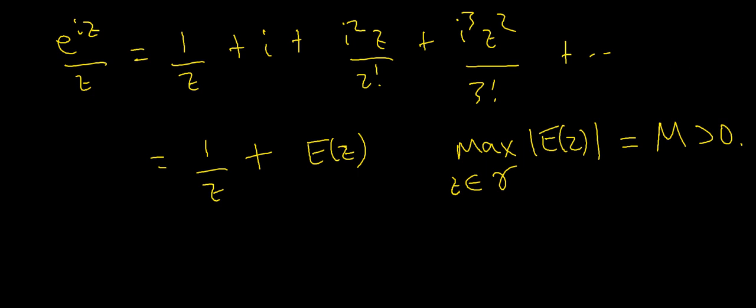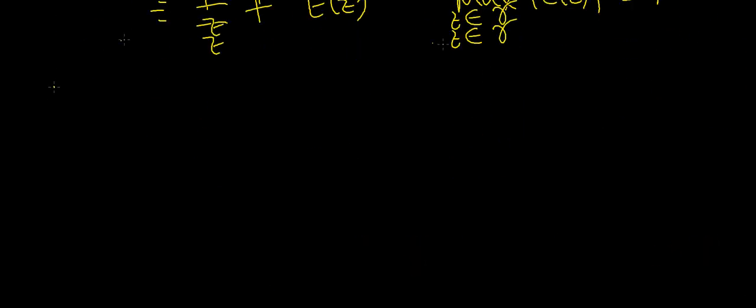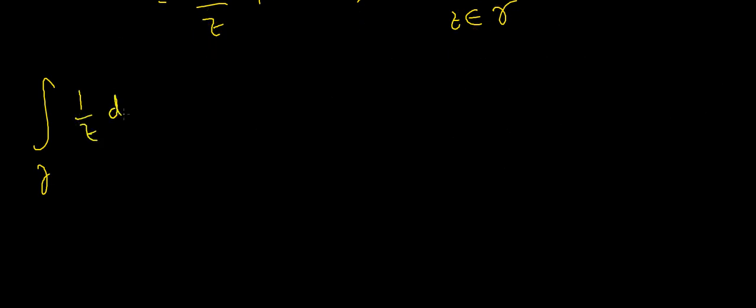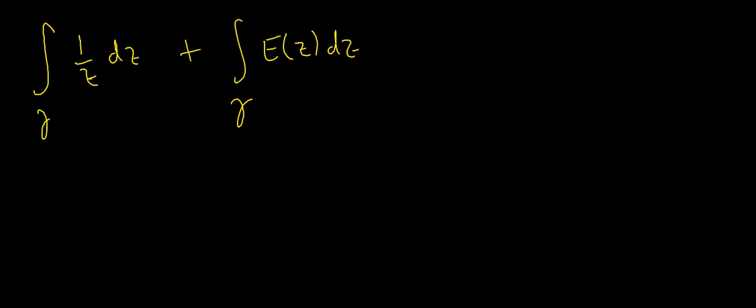So how is that going to help me do my integral? Well, I'm just going to replace e to the iz over z with 1 over z plus this power series, which satisfies this. And that's going to give me the integral over gamma of 1 over z dz plus the integral over gamma of my power series E of z dz. And what I'm going to want to show is that this thing goes to 0, and I want to try and evaluate this thing directly. So let's do the second integral first.